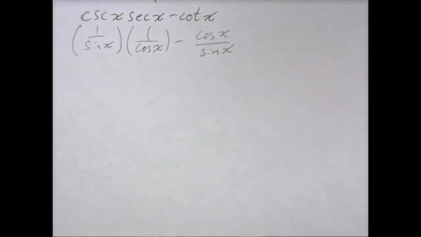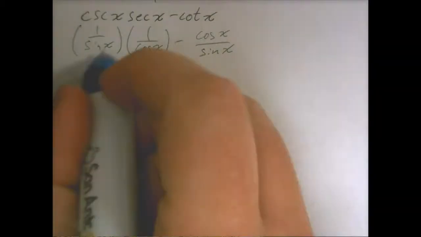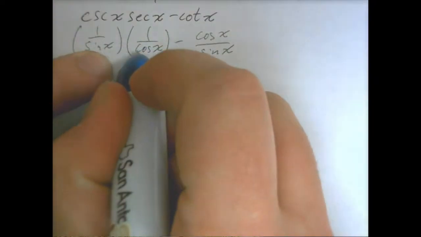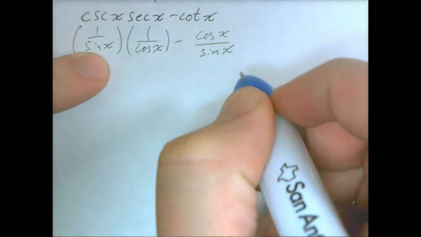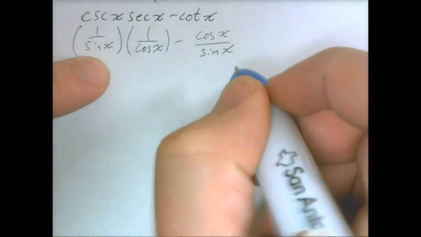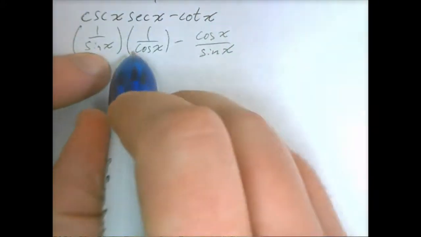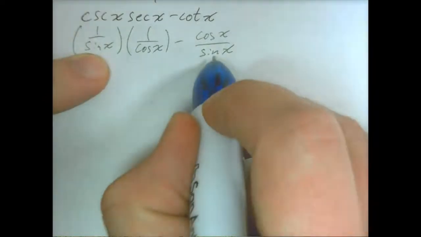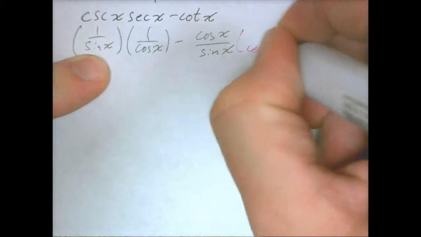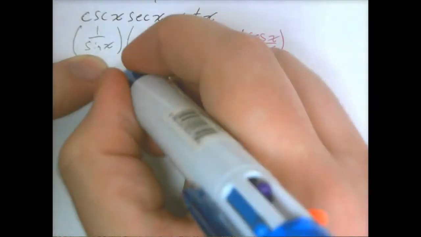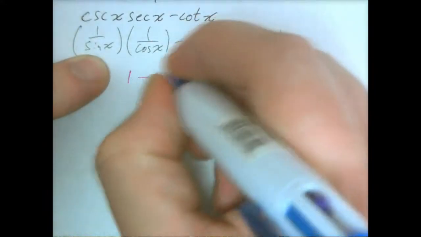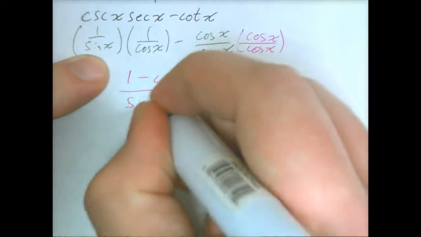Okay, so then I need common denominators since I am subtracting fractions. Notice that you have fractions and you have to have common denominators when you add or subtract fractions. So this one will have a denominator of sine x cosine x. This one only has sine x, so I need to multiply this one by cosine x over cosine x. And then I will have 1 times 1 is 1, minus cosine times cosine is cosine squared x over sine x cosine x.